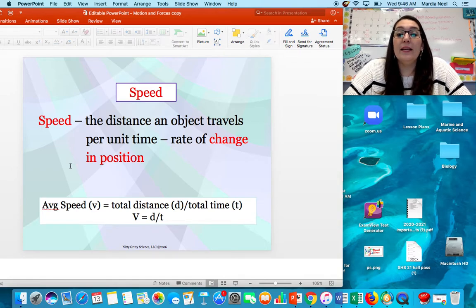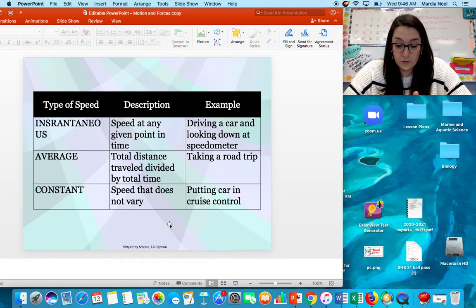So speed is the distance an object travels per unit time, or the rate of change in position. So our formula for speed is our average speed equals our total distance divided by our total time. When we abbreviate speed, we're going to use the letter V. So V equals D divided by T. There's 3 types of speed. There's instantaneous speed, average speed, and constant speed. Constant speed is speed that doesn't vary.